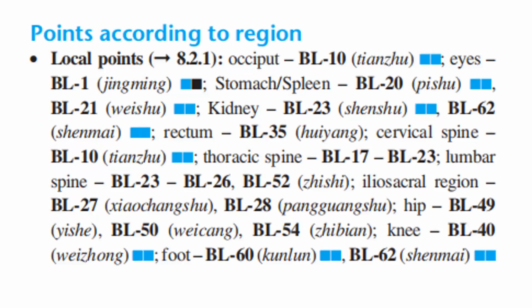Points according to the region, local points: occiput, bladder 10. Eyes, bladder 1. Stomach, spleen, bladder 20, bladder 21. Kidney, bladder 23, bladder 62. Rectum, bladder 35. Cervical spine, bladder 10. Thoracic spine, bladder 17, bladder 23. Lumbar spine, bladder 23, bladder 26, bladder 52. Iliosacral region, bladder 27, bladder 28. Hip, bladder 49, bladder 50, bladder 54. Knee, bladder 40. Foot, bladder 60, bladder 62.